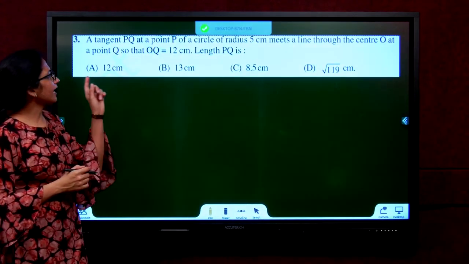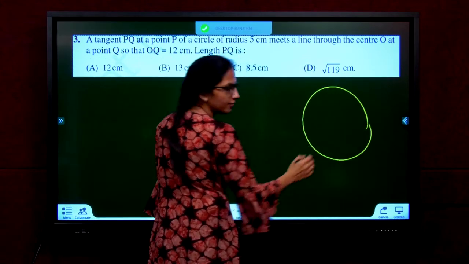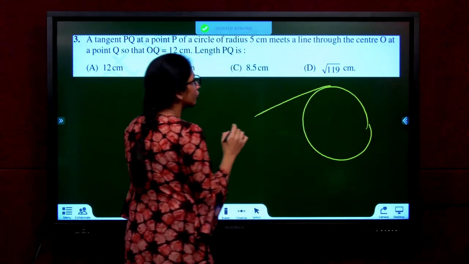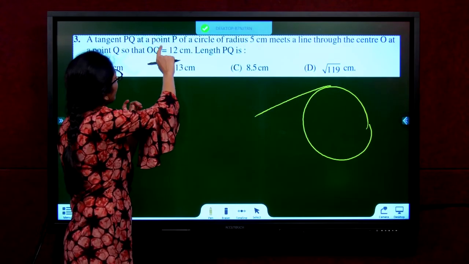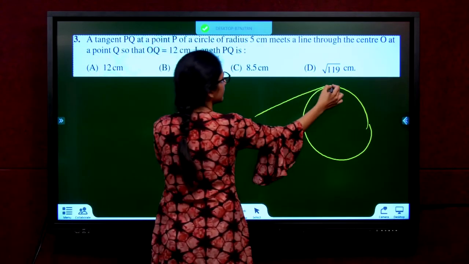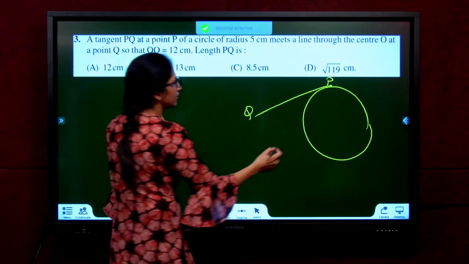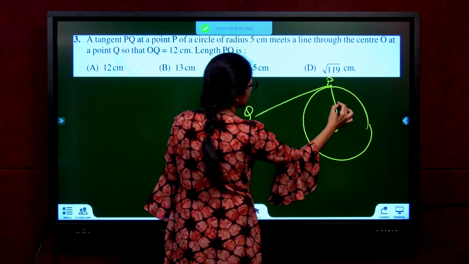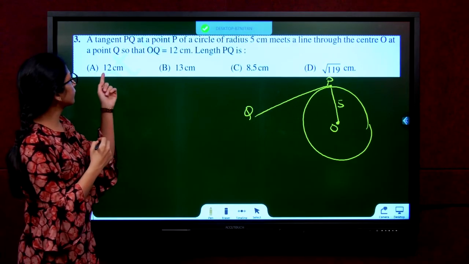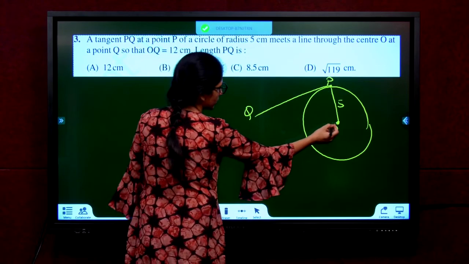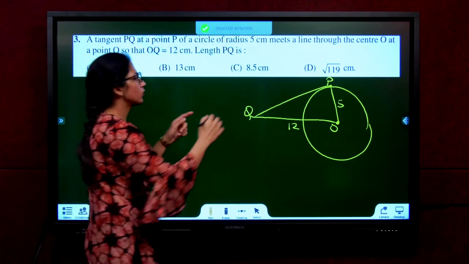Question 3. A tangent PQ at a point P of a circle. So we have a circle, we have a tangent PQ, but is this P or is this P? We don't know, so see here. Tangent PQ at a point P of a circle, that means P is on the circle. So this is Q, be careful. Of radius 5 centimeters, meets a line through the center O at a point Q, so that OQ is 12. Length of PQ is, what is PQ?